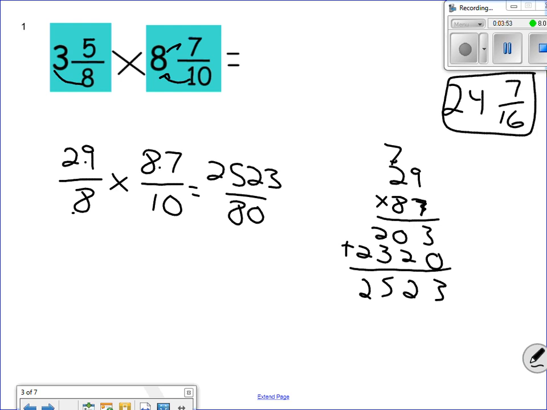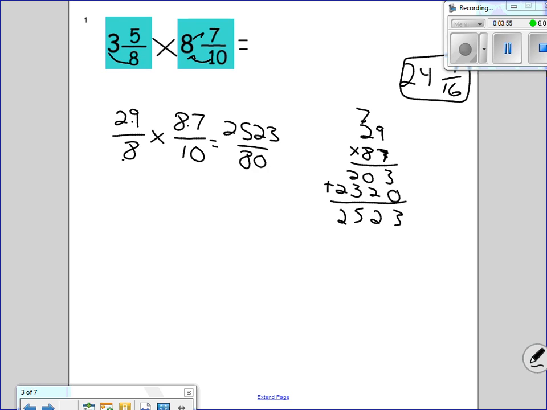Now I have to find out how many 80s go in 2,523. Eight goes into 2, 0 times. Remember we worked on long division in the beginning of the year? This is why. 80 goes into 25, 0 times.